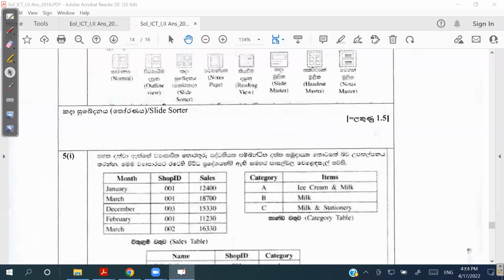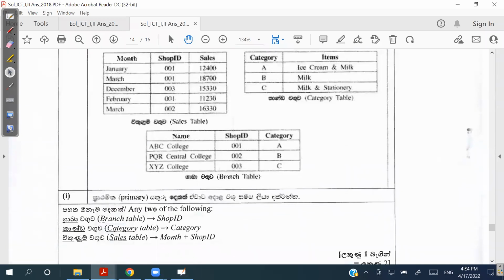Right, so in the marking scheme it says it's better to be careful to write the particular table name, then the primary key or the composite primary key. So branch table, it is shop ID; category table, it is category; sales table, it is month and shop ID.